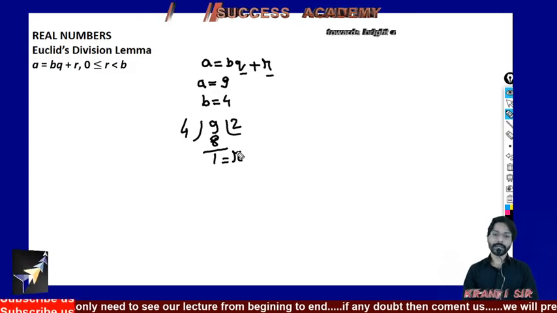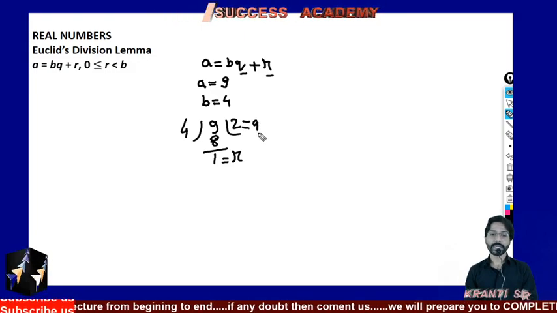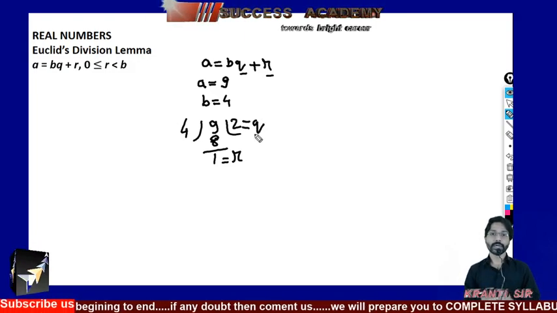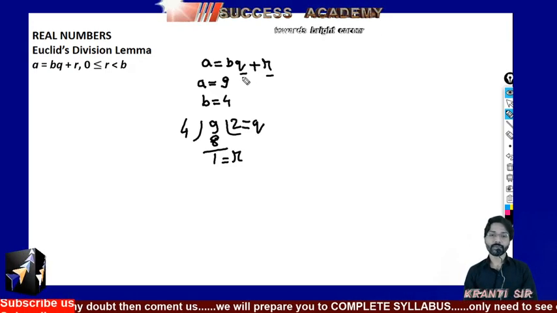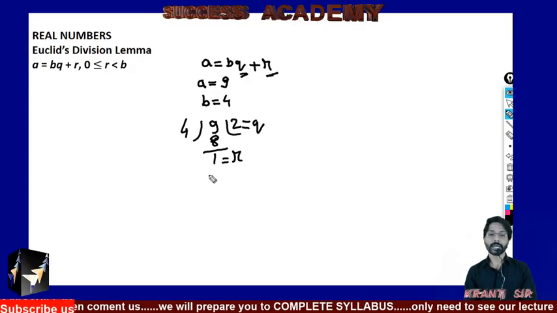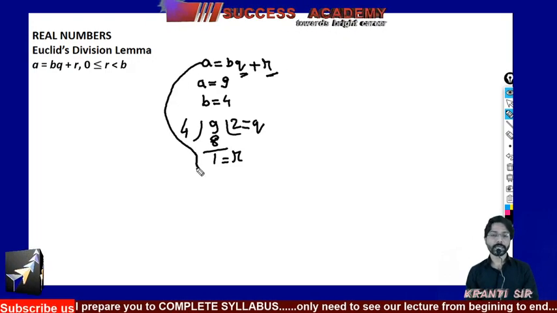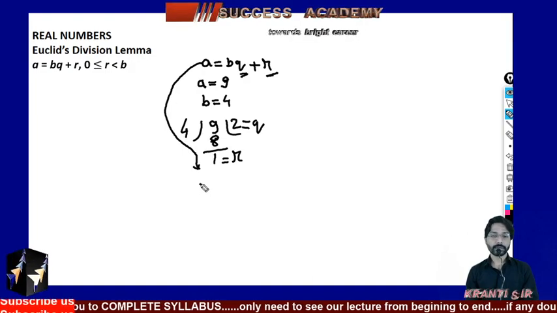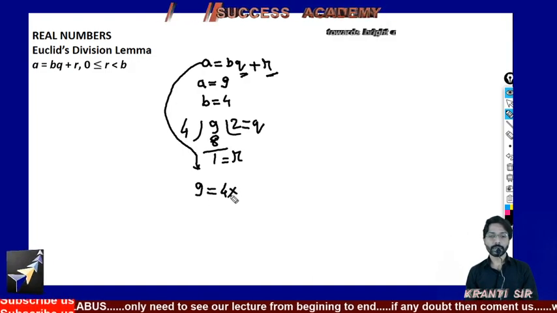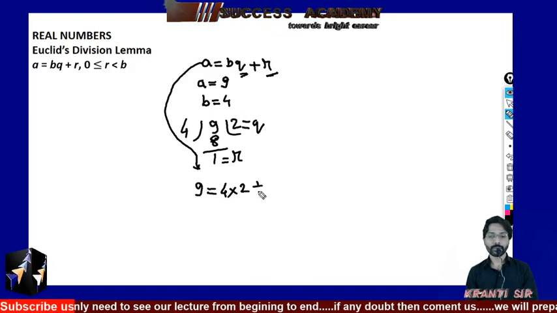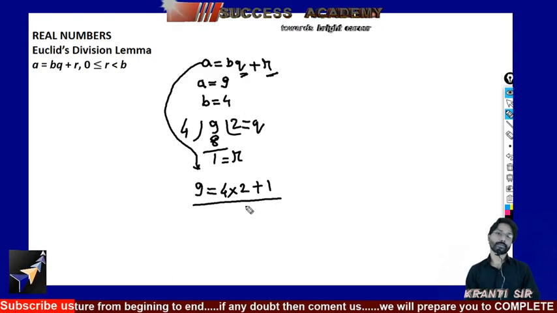Now here, see, 2 is also there. What is 2? 2 is q. q is the quotient. Now here is the answer to your question, what q and r are. It means now you can arrange this equation like this. See here, 9 equal to 4 into 2 plus 1. Here it is the equation.